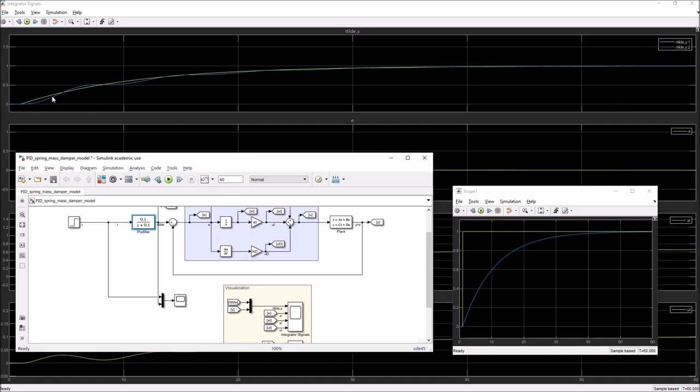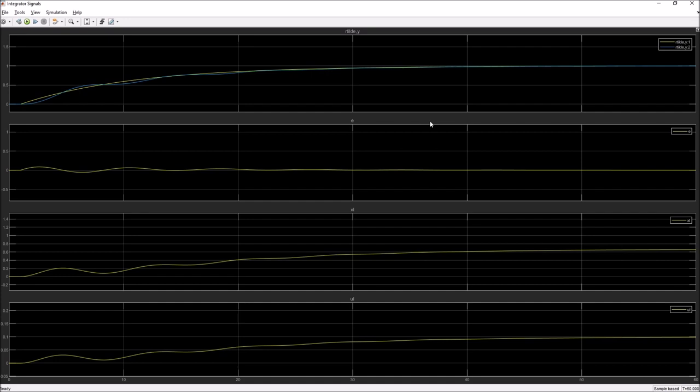However, as with everything in engineering, everything's a trade-off, right? As we are making this pre-filter slower and slower and slower, we're basically handicapping the system in terms of its bandwidth and its ability to settle in a reasonable amount of time. Right now, this is settling in, I don't know, 30 or 40 seconds or something like that, right? And we still have these oscillations. We could completely get rid of these oscillations at the cost of settling time.